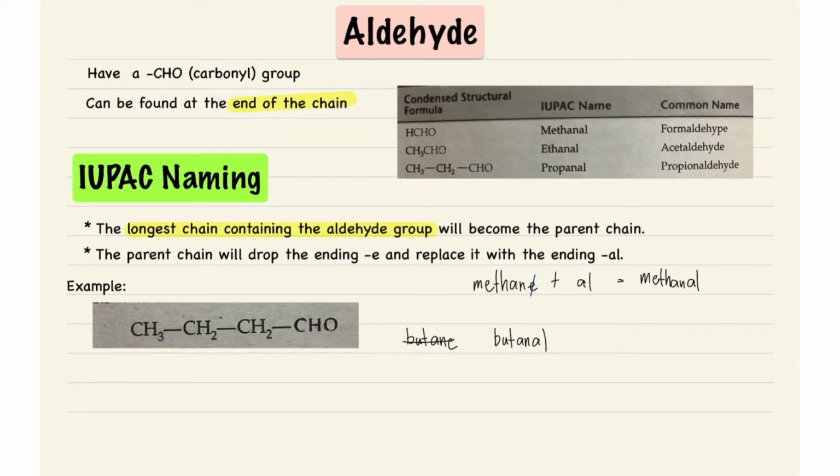It is also present in its common name. So aside from IUPAC naming, we also have what we call the common name. But not all have an available common name. For example, we have methanol. Its common name is formaldehyde. Ethanol is acetaldehyde. Propanol is propionaldehyde. So these are their condensed structural formula.